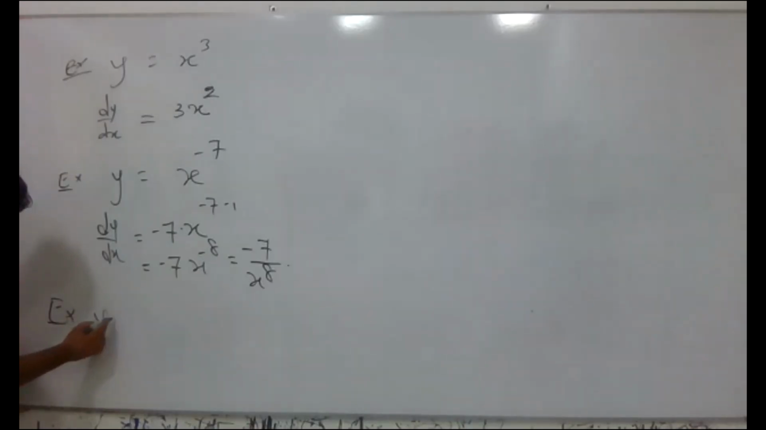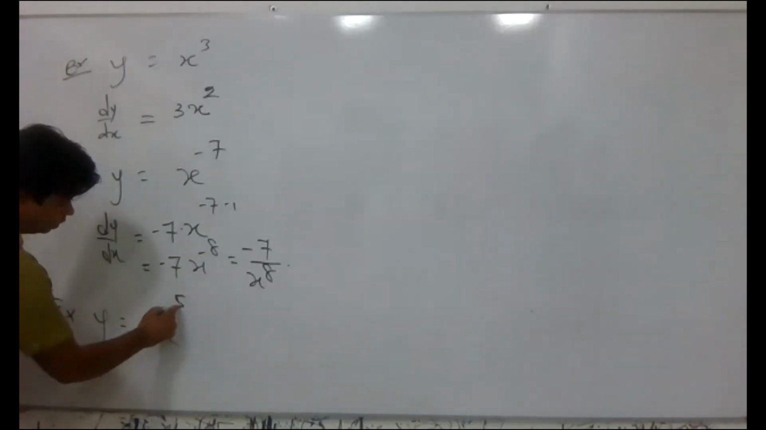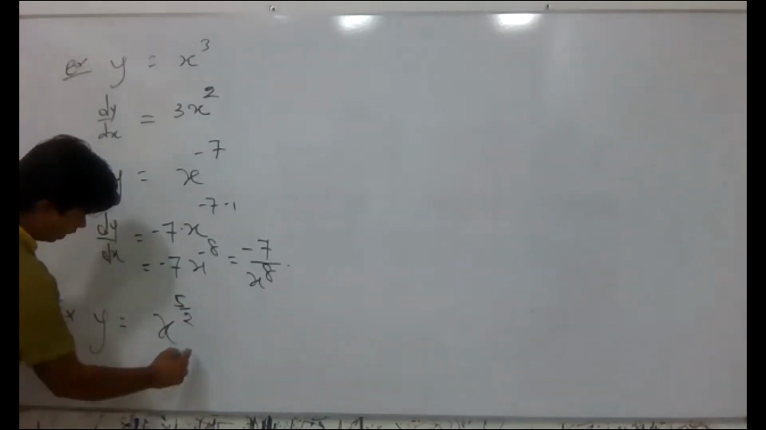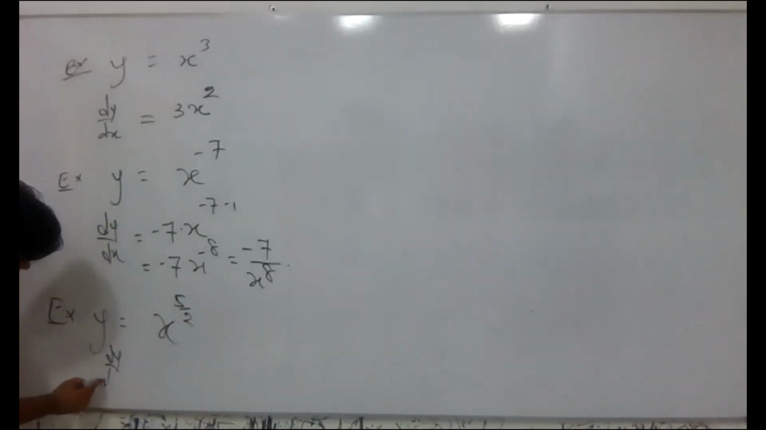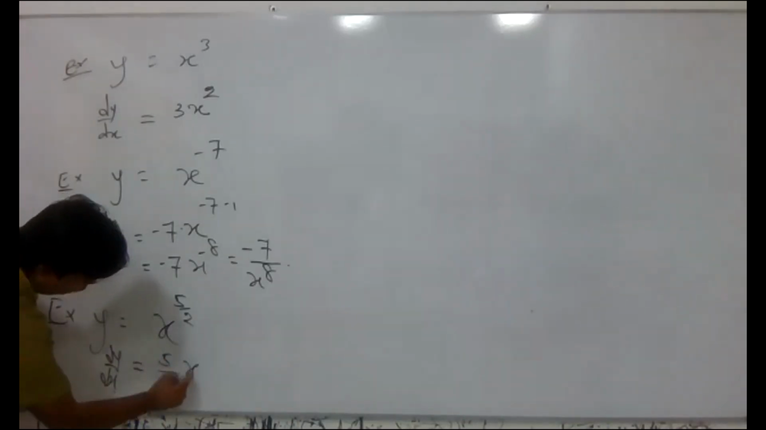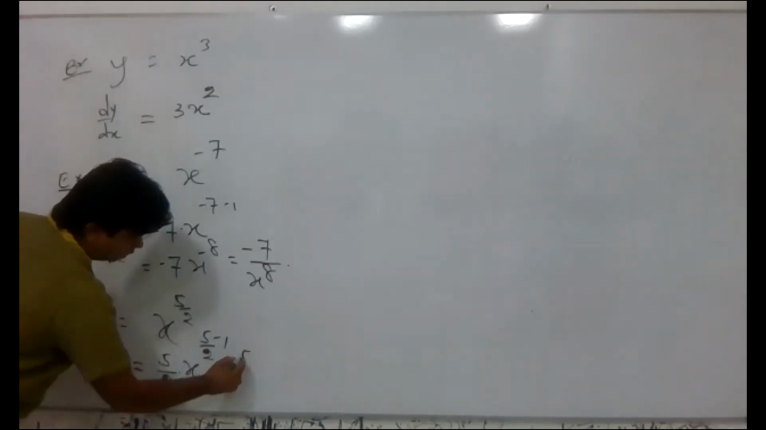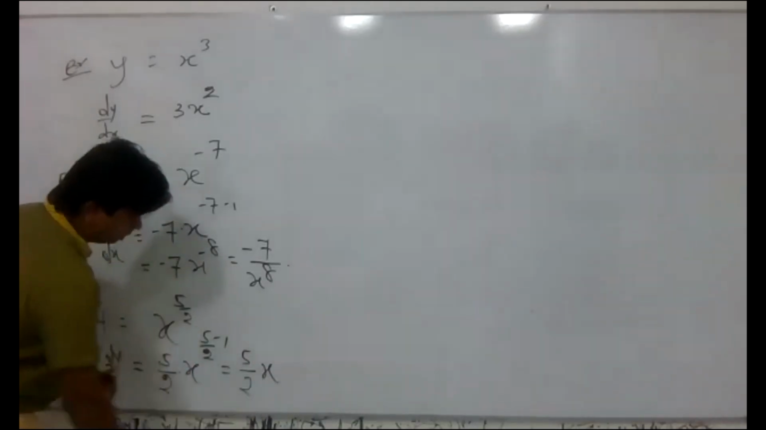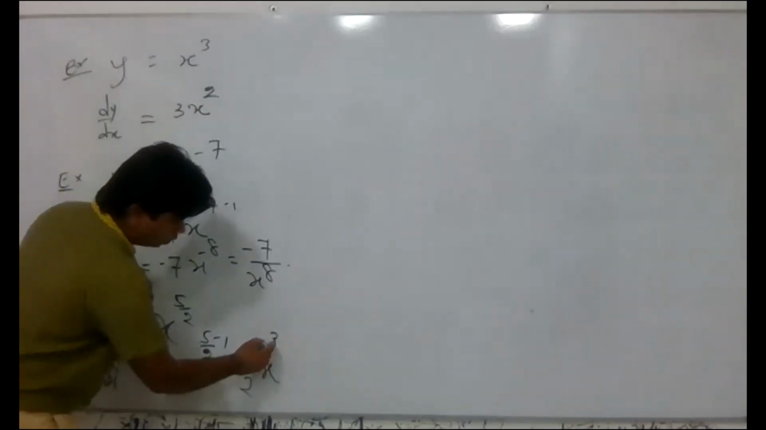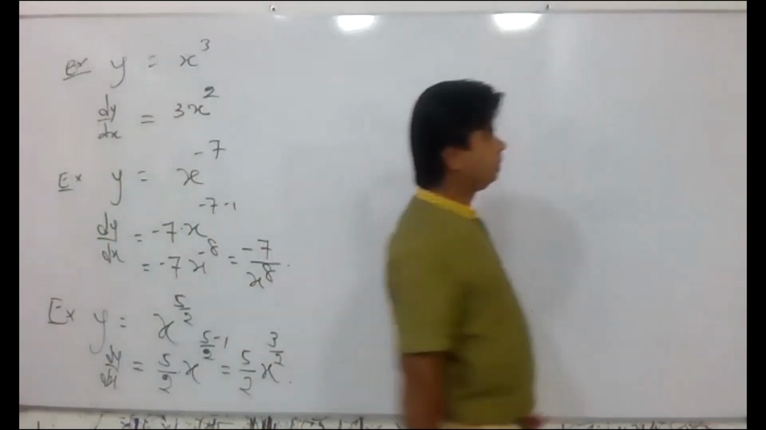Next, if you are given a function y equals x to the power, suppose 5 over 2, then you can go for dy by dx. So what is dy by dx? 5 over 2, x to the power 5 over 2 minus 1. That means 5 over 2 x to the power 3 over 2. Clear? We can take it like that.